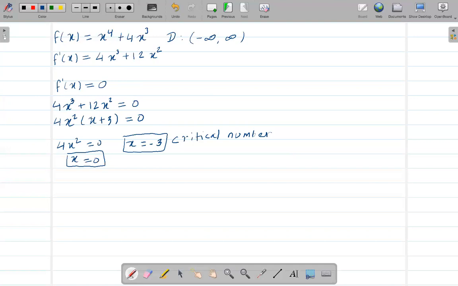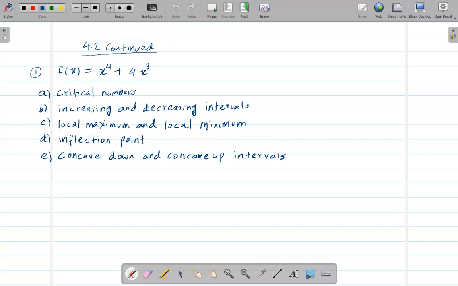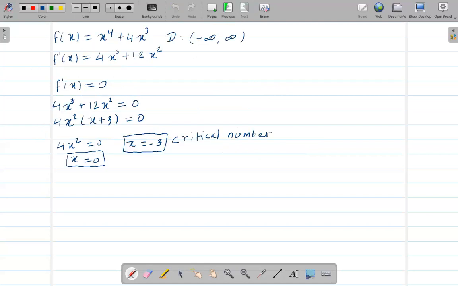Once you get the critical number, the second thing we are looking for is increasing and decreasing intervals, and also local maximum and local minimum. I can find these three things after taking f prime, and the last two things I can find after f double prime, the second derivative. So now let's find increasing and decreasing intervals.